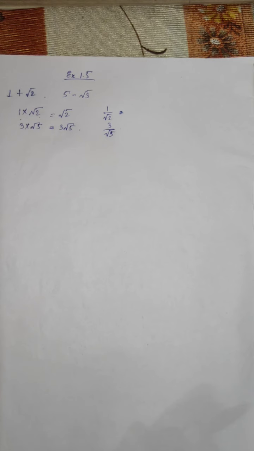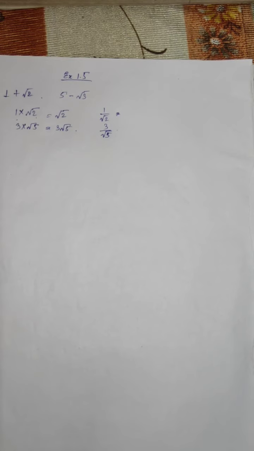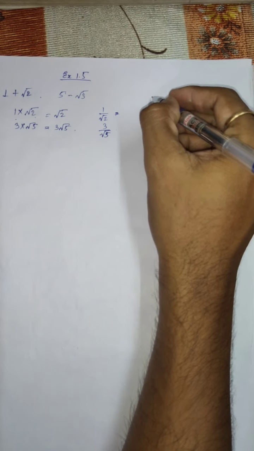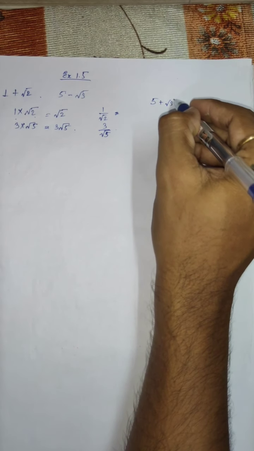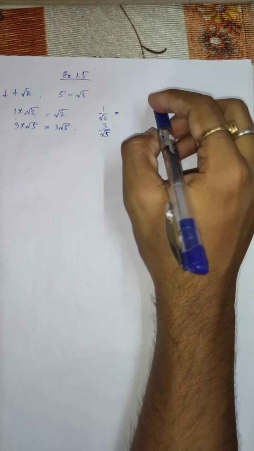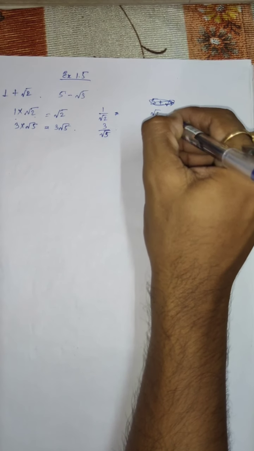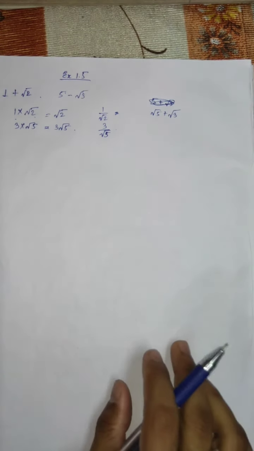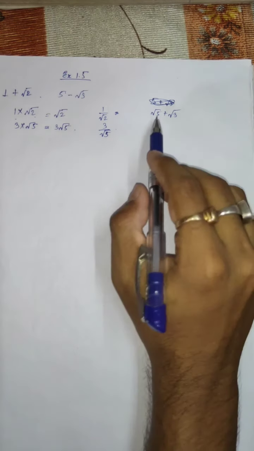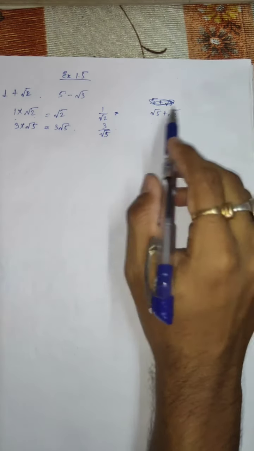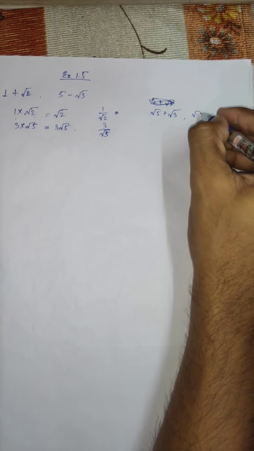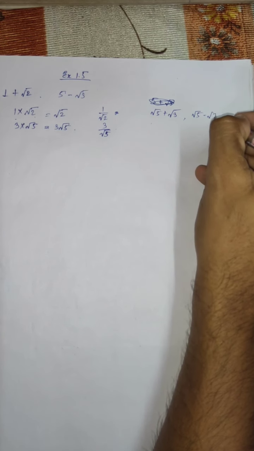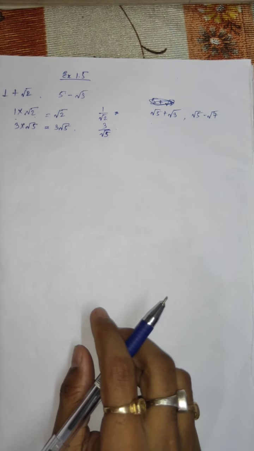Number 3: if we add, subtract, multiply or divide two irrationals, the result may be rational or irrational. Suppose, see, if I add root 5 plus root 3, two irrationals. These are two irrational numbers. So in this case, the result of this sum is an irrational number. Similarly, if I write root 5 minus root 7, this is also an irrational number.